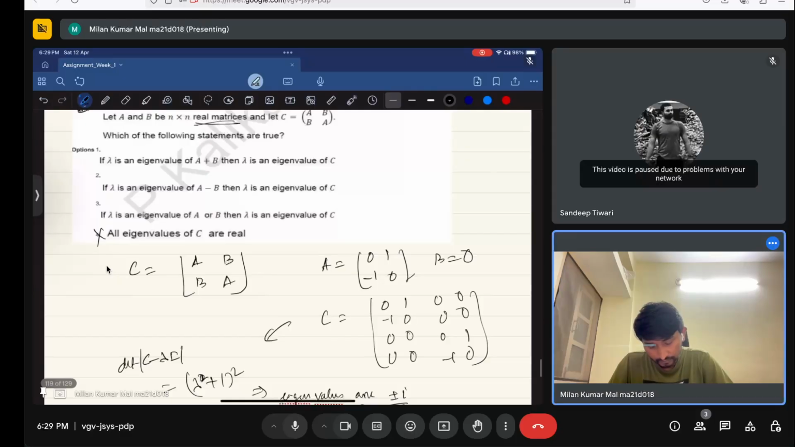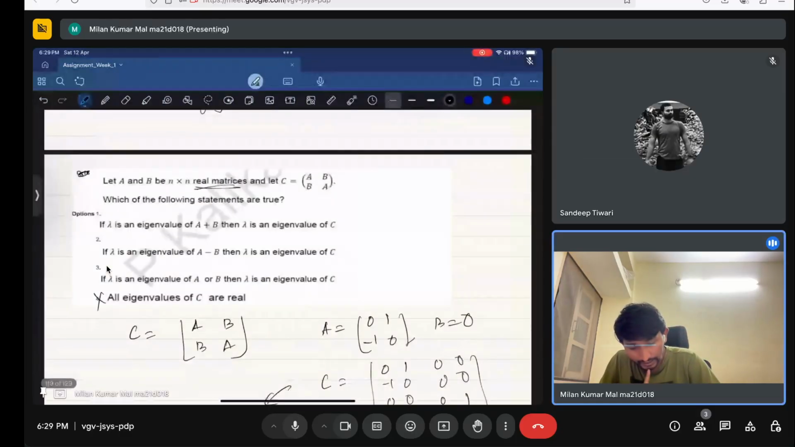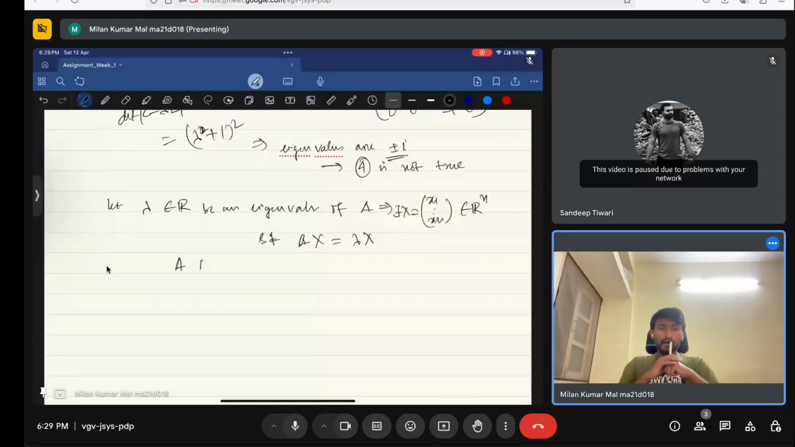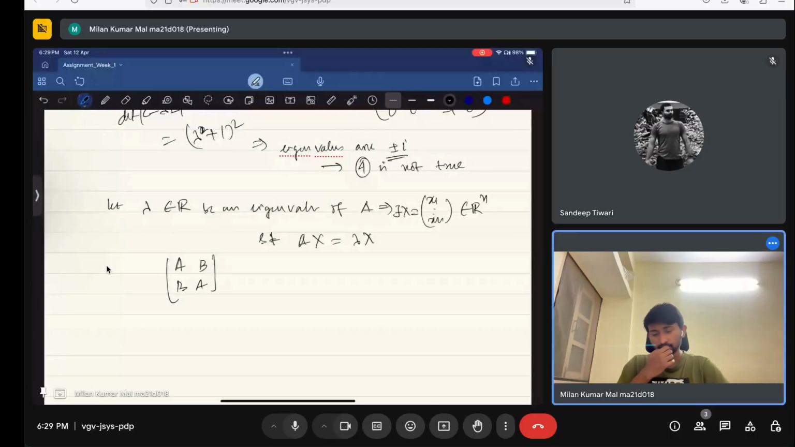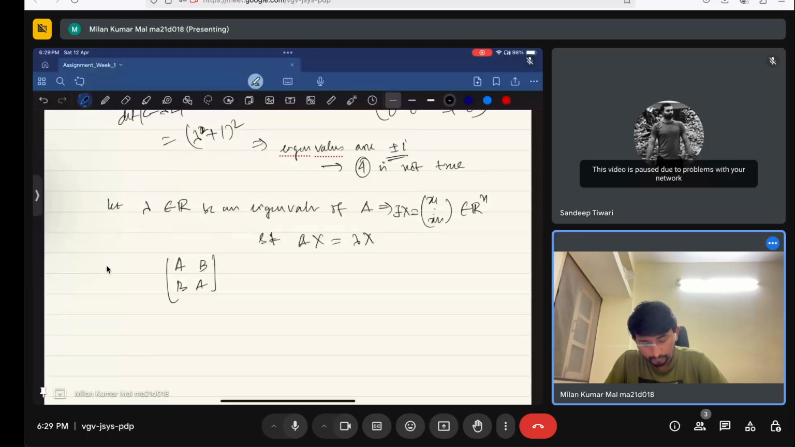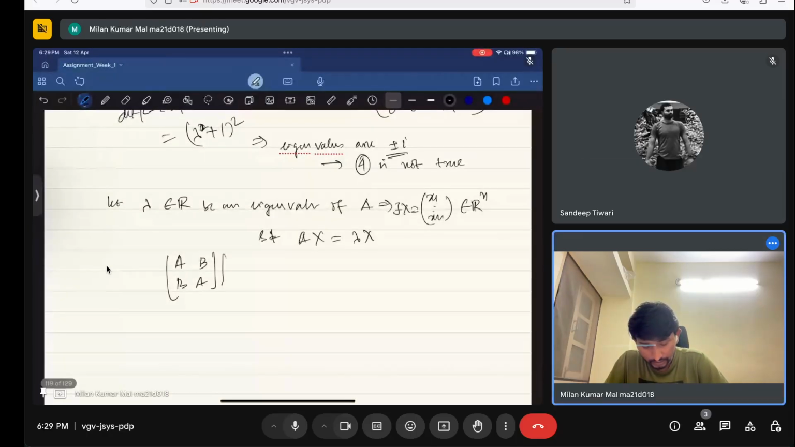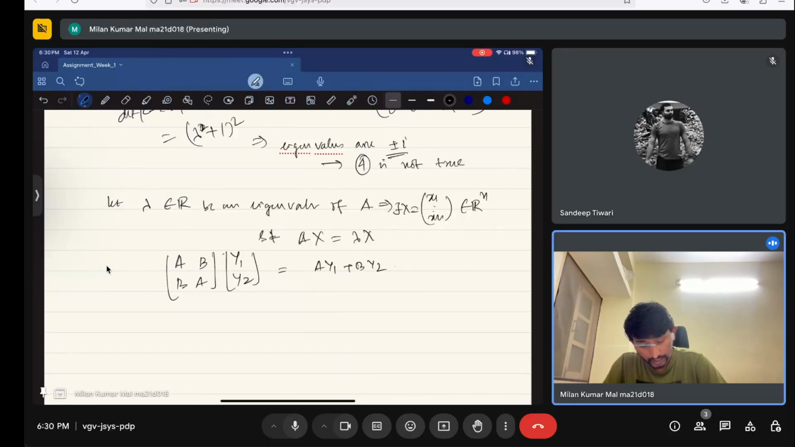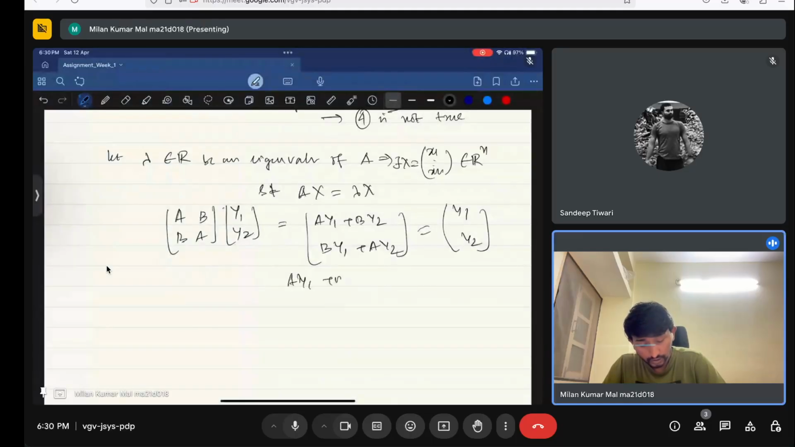So now what I have to check is whether lambda is an eigenvalue of C. If lambda is an eigenvalue of C, then with the block matrix A, B, B, A, there must exist a vector y1 all the way to y2n, which you can break into two parts y1 and y2 in Rn, such that A y1 plus B y2 and B y1 plus A y2 equals y1, y2. So therefore, A y1 plus B y2 equals y1.